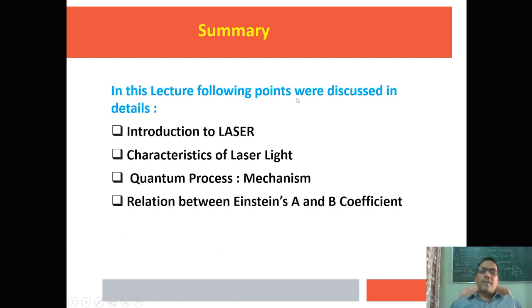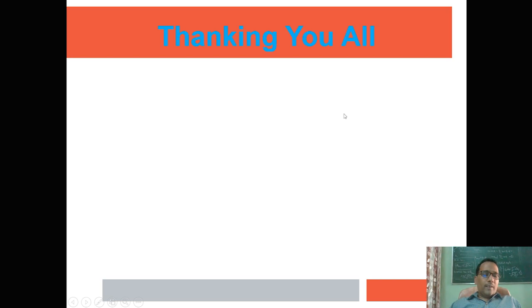So, summary: in this lecture, the following points were discussed in detail. Introduction to the laser, characteristics of laser light, the mechanism of obtaining laser, the relation between the A and B coefficients, along with the required conditions to release laser, those two essential conditions. Thank you all.